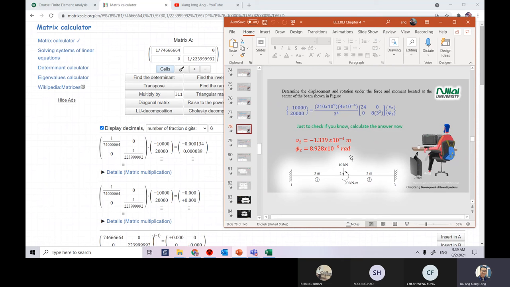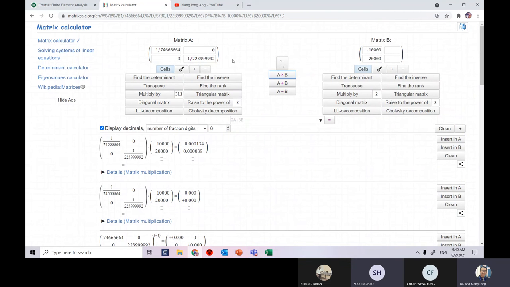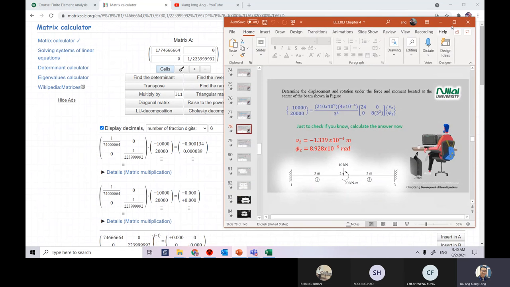Does anyone need me to repeat how to do it one more time? Chia, Sue, Ryan, did you manage to understand how to use the online tools? Yes, I understand. So practice this, because this is a simple example. When it comes to the test, like the example just now, you have 7 times 7, so you need to play around with the matrix here. Just practice. Go through one or two examples using this matrix, then you will get the same answer.